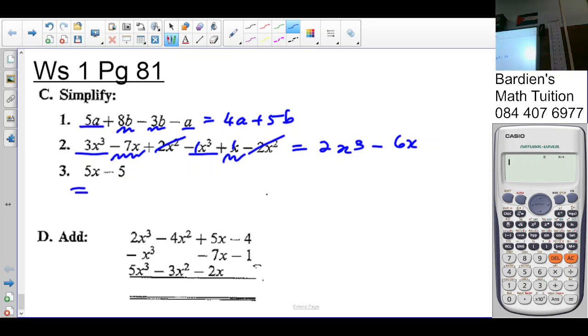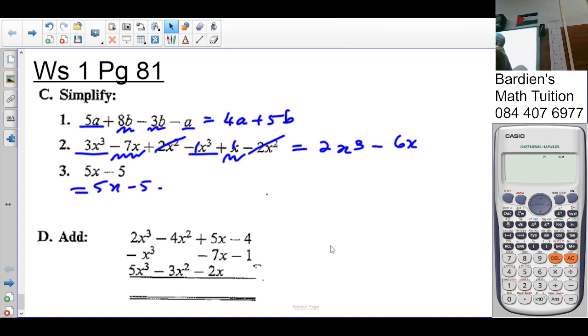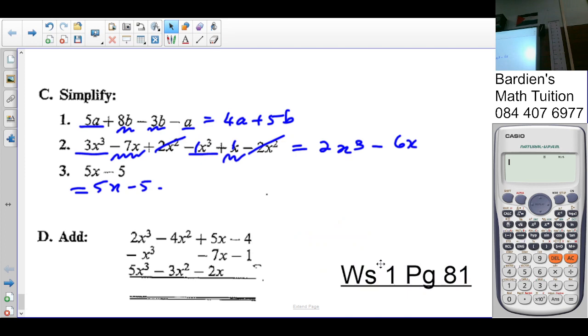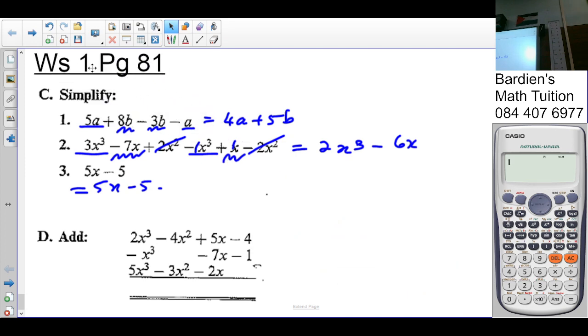Cannot be simplified, or the answer is 5x minus 1. Why? Because they are unlike terms. They are unlike terms. Alright, the next one.